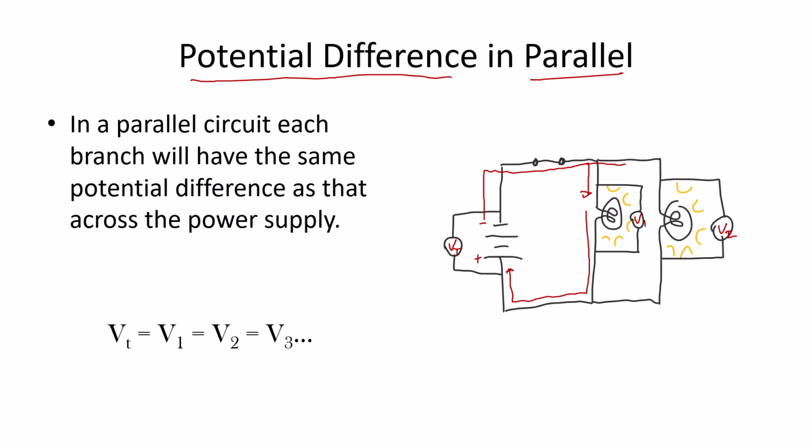A different batch of electrons might take this second path, but then again, it has to give up all that same amount of energy in order to be at the bottom of the waterfall on the other side. So that means that the total voltage at the power supply is going to be equivalent to the voltage at any of the pathways. And if you have more pathways, they will also have the same voltage.